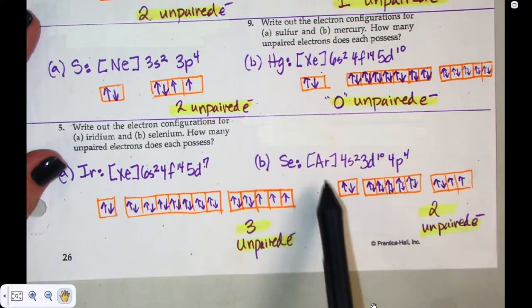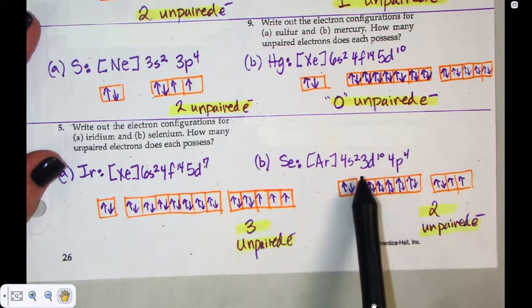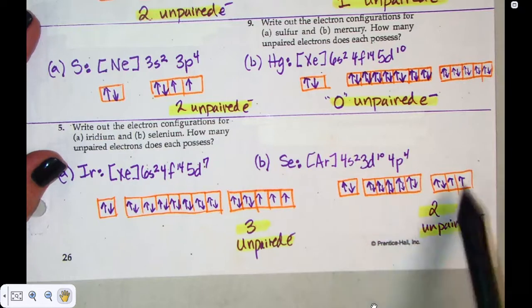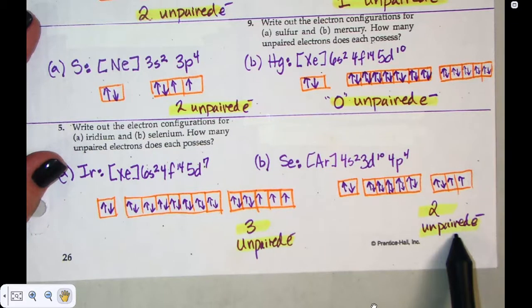For selenium, argon in brackets, 4s2, 3d10, and 4p4. Again, the last part of the configuration is where there's any that are unpaired. There's only 2 that are unpaired here.